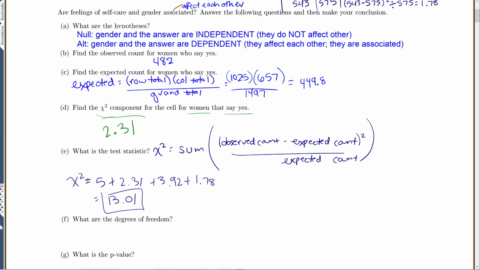What are the degrees of freedom? Now the problem is you have different degrees of freedom based on which test, and unfortunately I'm not the one that gets to choose what goes on your formula sheet, and you might have noticed there's nothing for degrees of freedom on your formula sheet for the exam, so you will have to memorize this.